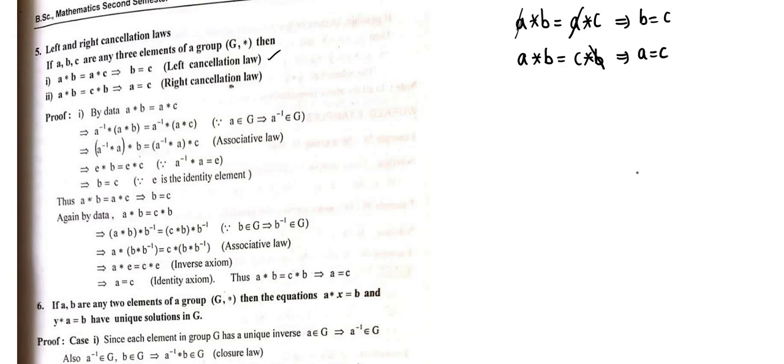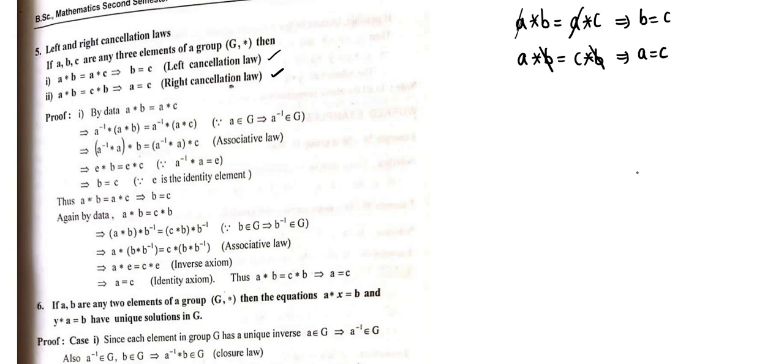Next one, left and right cancellation laws. If a, b, c are any three elements of a group (G, *), then a * b equal to a * c implies b equal to c. Left side elements are going to cancel, therefore it is the left cancellation law. Right cancellation law: a * b equal to c * b implies a equal to c. The right side b is going to cancel. That's why this is the right cancellation law.